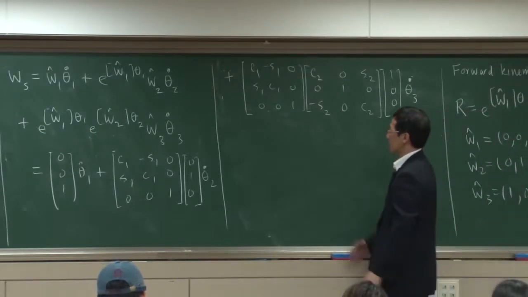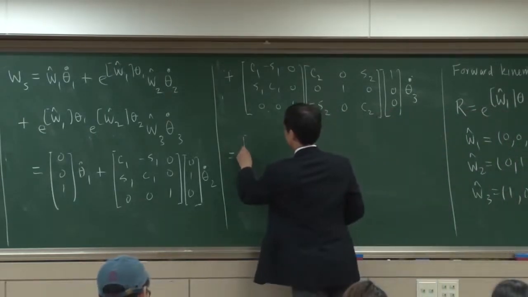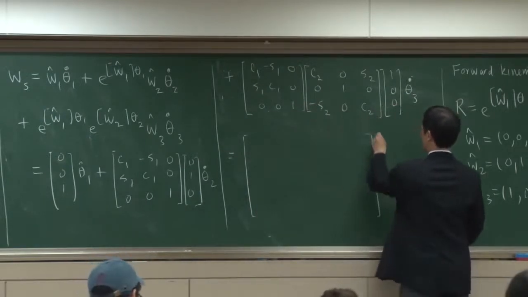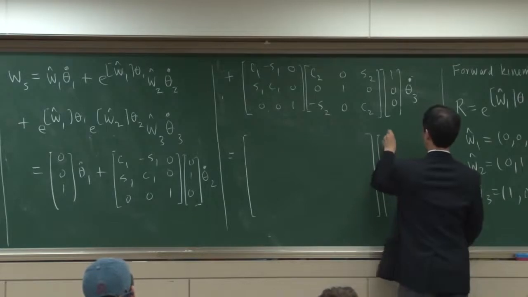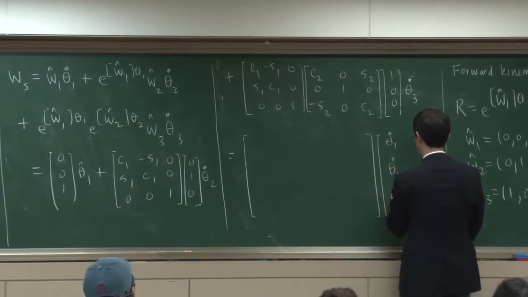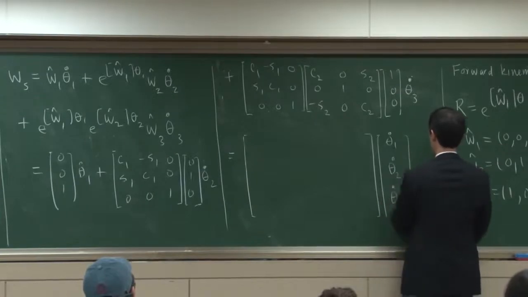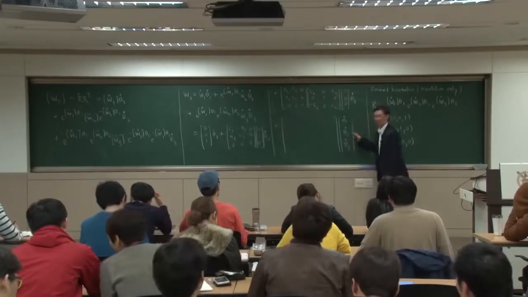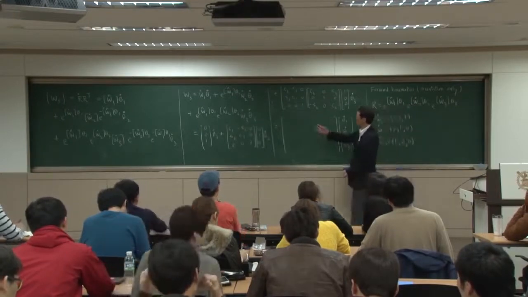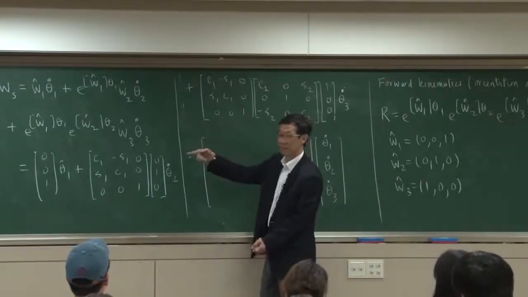All right, let's add it up. And I'm going to write it this way. Looks like it's a linear combination involving theta 1 dot, theta 2 dot, theta 3 dot. So let's see, what goes in the first column? 0, 0, 1.